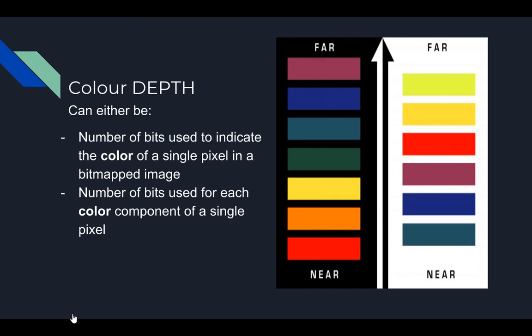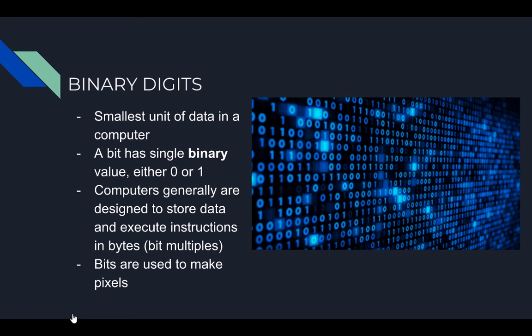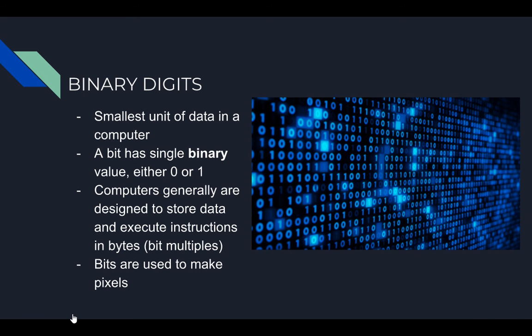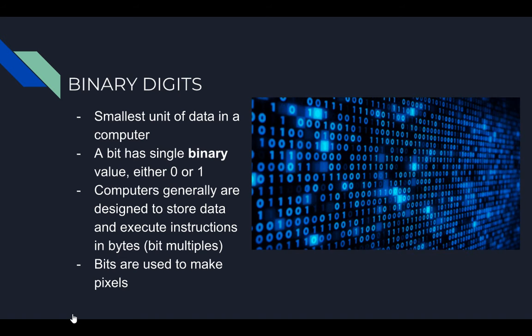Color depth, the number of bits to indicate a color of a single pixel in a bitmap image, so you're able to identify different colors. And the number of bits used for a color component of a single pixel. So binary digits are ones and zeros, which are the smallest bit of data in a computer, and these ones and zeros can make up pixels, which is the smallest bit of an image, and so a lot of pixels will make a full image.